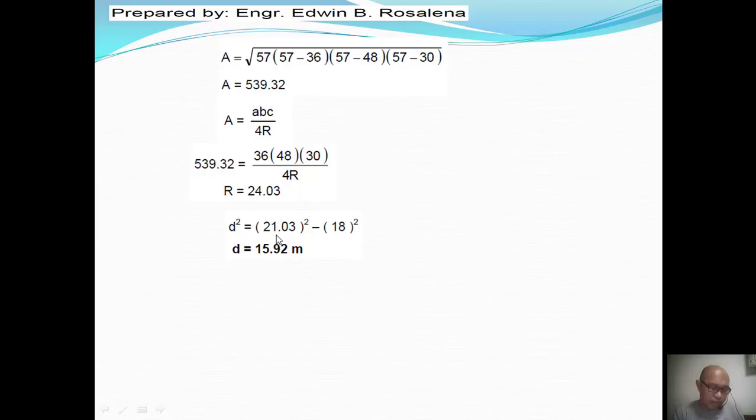I will check. 21.03 squared minus 18 squared, then extract the square root. So the answer is 10.87. So 24.03 squared minus 18 squared, extract the square root. So the answer is 15.92. So the answer is correct, but just change this into 24.03. Just correct this by 4. Replace this by 24.03. Okay, so that is about problem number 6.